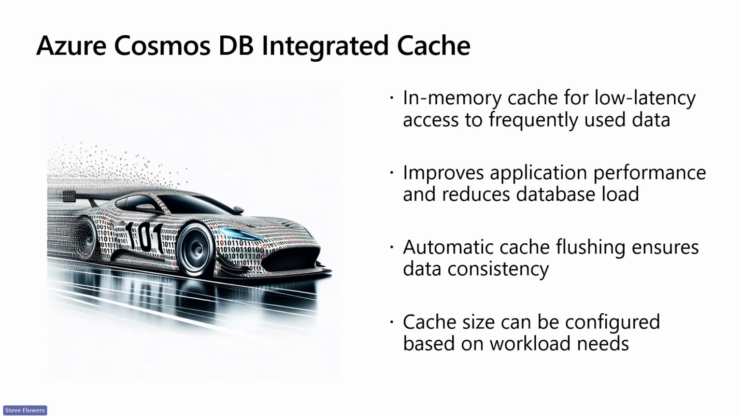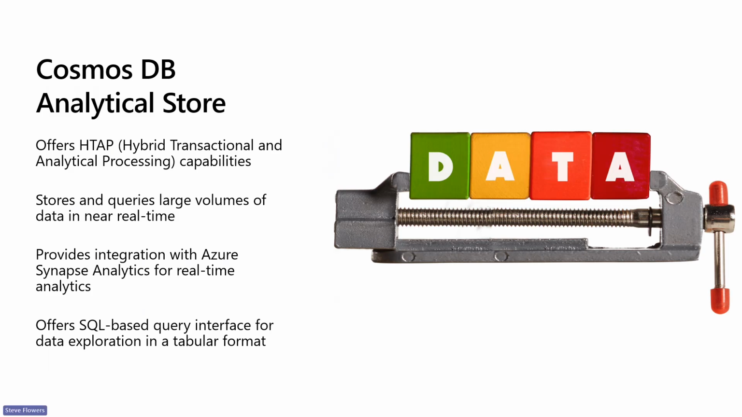configure the cache size. The Cosmos DB Analytical Store, I mentioned this briefly earlier, but it's basically a back-end process that converts your JSON NoSQL data into a tabular format. It's basically a read replica of your data in a tabular format. It doesn't spend your RUs. You pay for the storage and some compute, but it doesn't touch your operationalized workload.